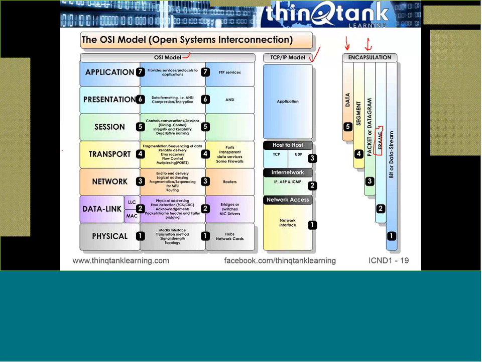First of all, at the physical layer, which is layer number 1, this is cabling, connectors, interfaces. If it's a wireless device, antennae, whatever, right?